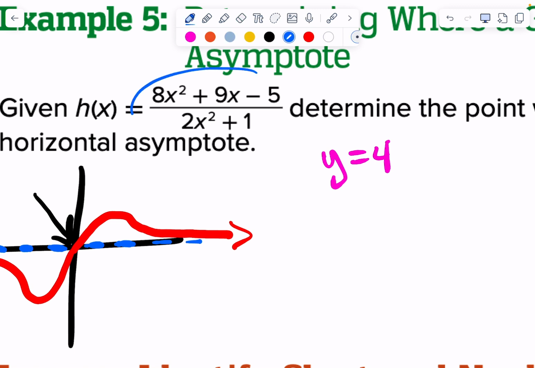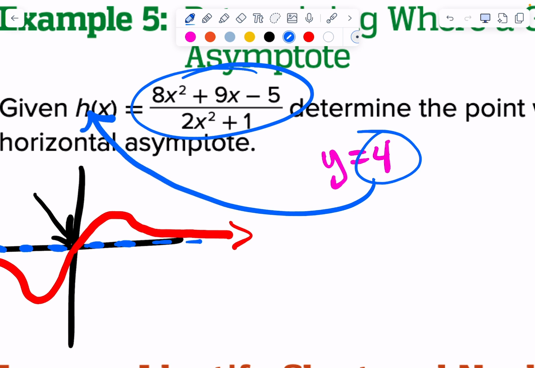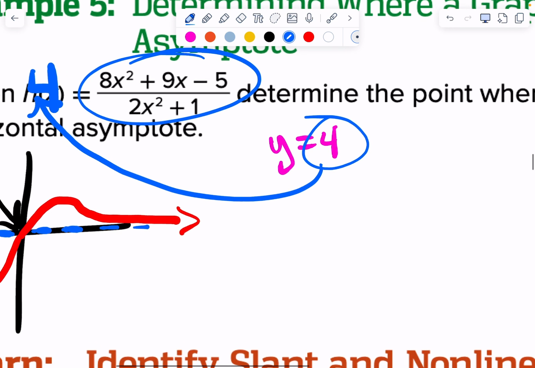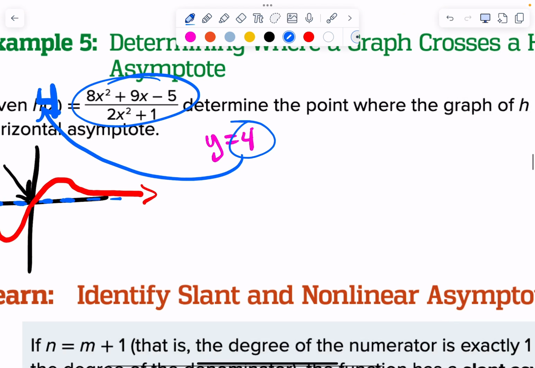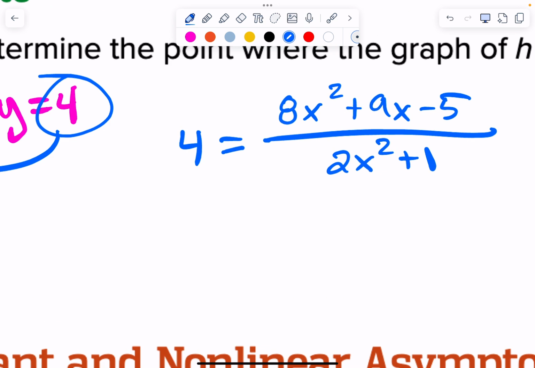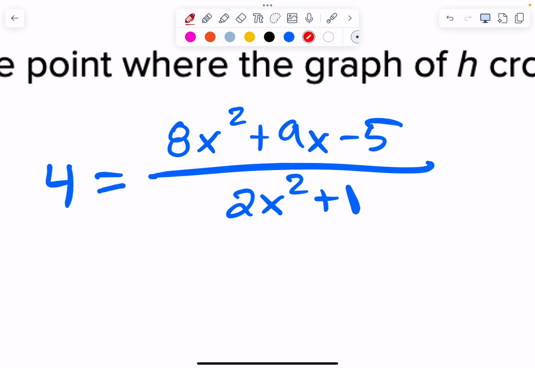I want to know where this function touches 4. Okay, well, I'm just going to take 4 and plug it in for y and solve for x, right? Where is he touching 4? We said y equals 4, that's the horizontal asymptote. I'm going to figure out where y is 4, okay? So if I'm doing that, I just have to do a bunch of algebra. 4 is equal to 8x squared plus 9x minus 5 over 2x squared plus 1. I'm just recopying this down. Now I have to figure out how to solve this thing. What do I do first?